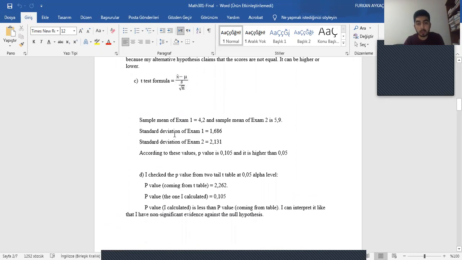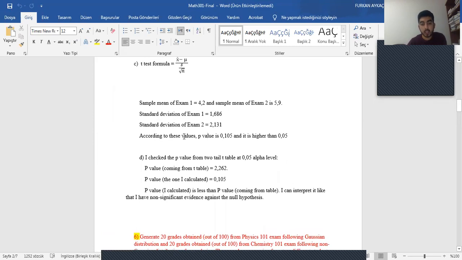I calculated the sample mean of exam 1 and the sample mean of exam 2. I also calculated the standard deviations of exam 1 and exam 2. According to these values, I calculated p. The p value is 0.105. It is higher than 0.05. This is the answer of part C.